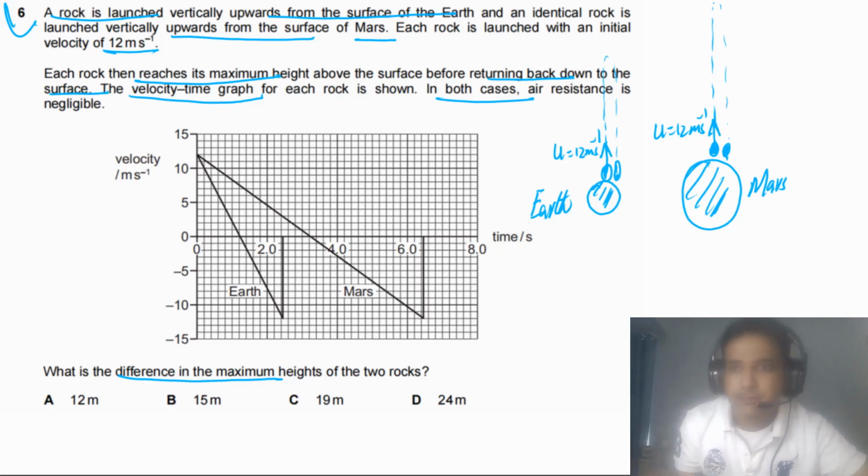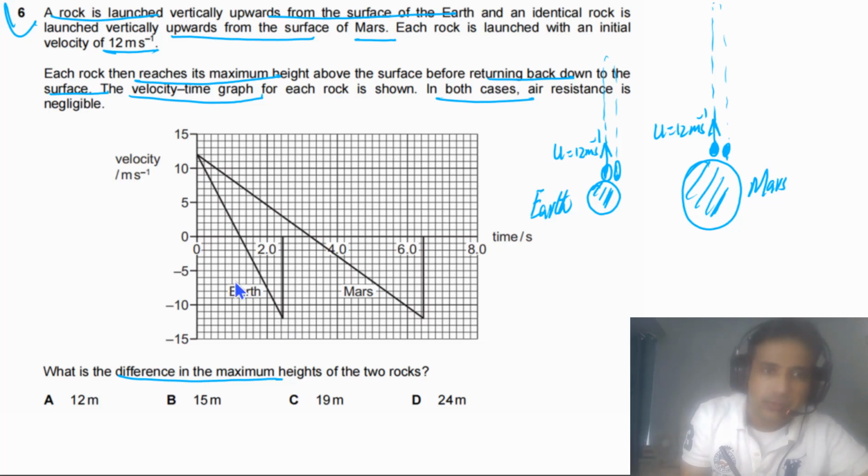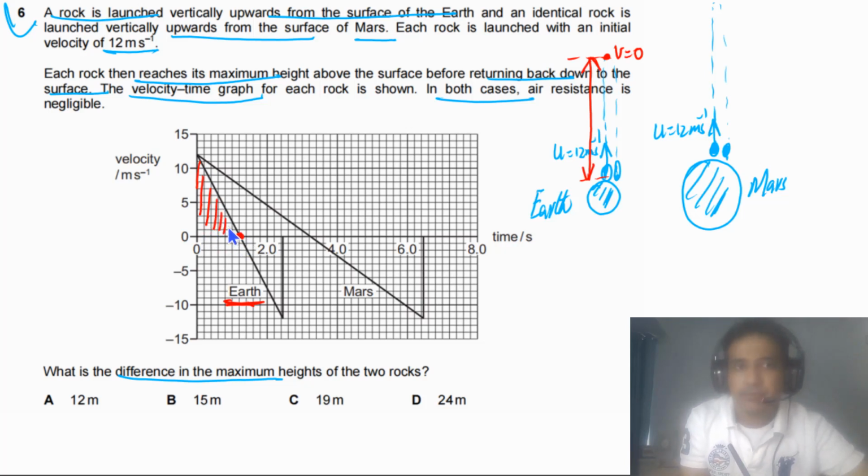difference in height. Now if you look at the velocity time graph, this is for our planet. So at this point velocity becomes 0, meaning when it reaches the maximum height, v is equal to 0. So this is the height. And we have the velocity time graph. It means the area under this velocity time graph represents the height. So if you look at the time, here time is equal to 1.2 seconds.